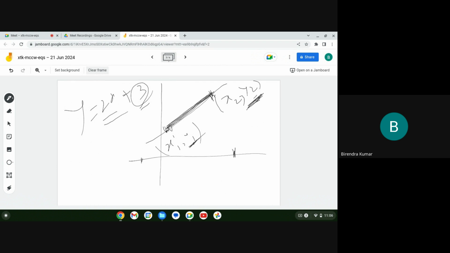Do you agree? Because the x-axis is something where the value of all the y's will be 0. Similarly, if the value of x is 0, meaning where it will be, both the points will be like this. This will be my line. This will be my line.